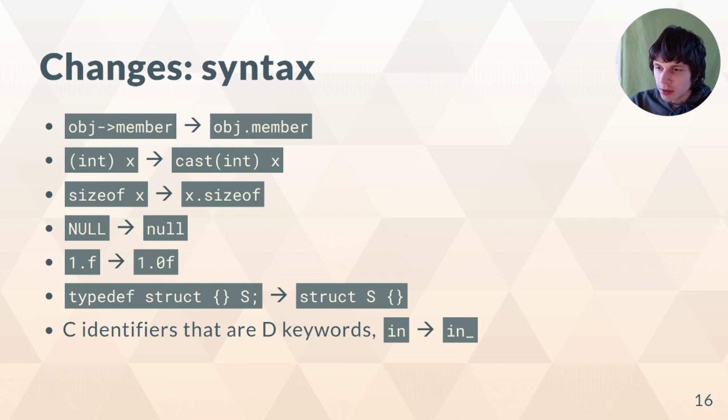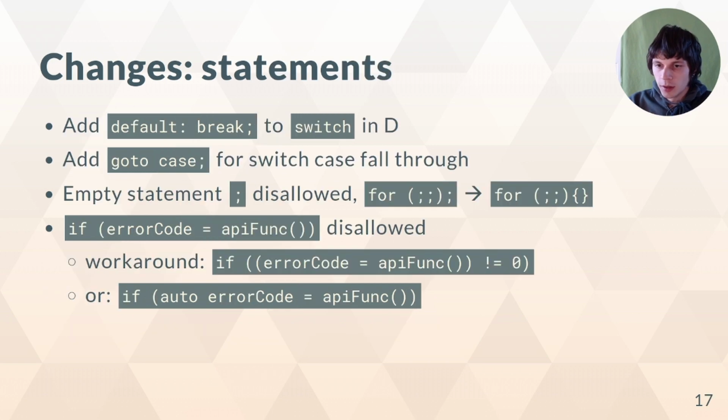Struct declarations are often combined with the typedef in C. In D you don't need to do that, and there's no semicolon after it. And D has more keywords than C, so some C identifiers are not valid in D, and the convention is to fix that by adding an underscore to the end of it.